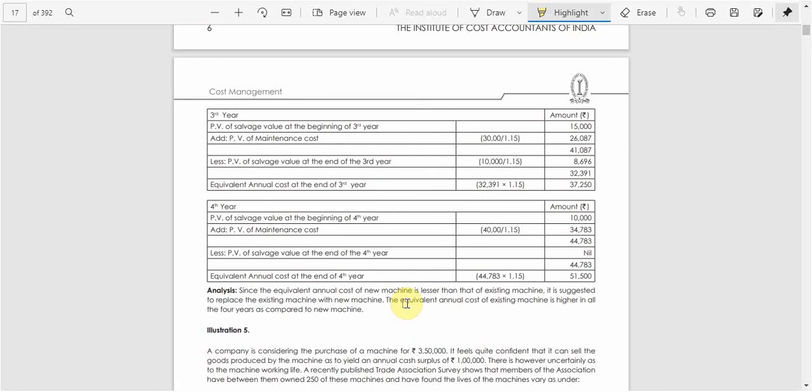So this is the problem, and this is the solution for it.